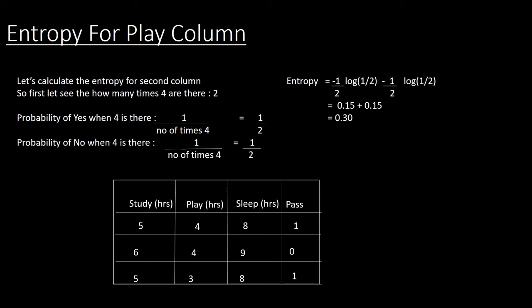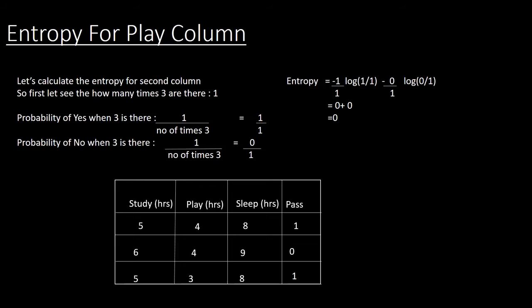Now let's see for the second column. We have 4 and 3 as unique numbers. So first see how many times 4 is repeated. According to that, how many times we are getting yes in our output with 4. So the probability will be 1 divided by 2. Similarly for the no output also. Finally our entropy will be 0.30.